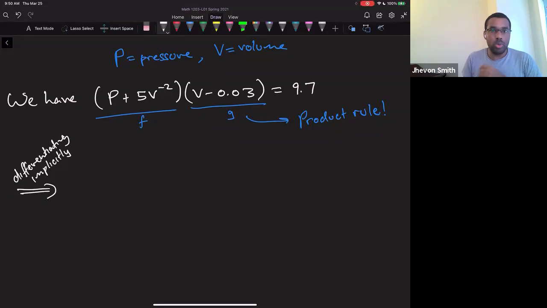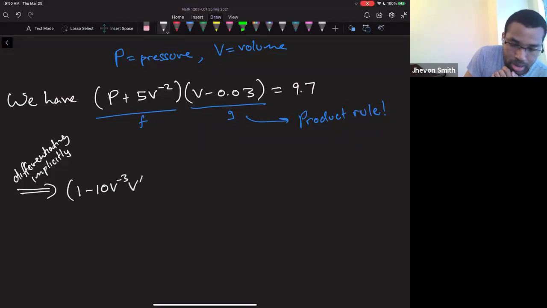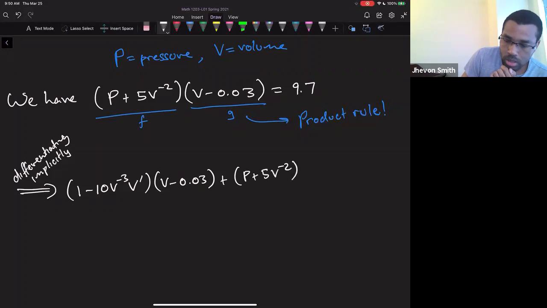But product rule is still a thing, which means I need to differentiate one, leave the other, then differentiate the second, leave the first. So the derivative of the first one is 1 plus 1 minus 10v to the minus 3 v prime, leave this one alone, plus leave the first one alone, and multiply by the derivative of that, which is v prime, equals 0. So that's what that would look like. I needed the product rule. So now I need to solve for v prime. That's the guy that I care about.